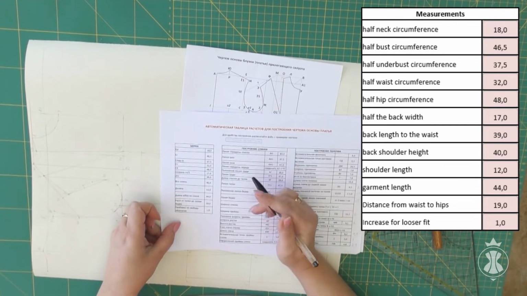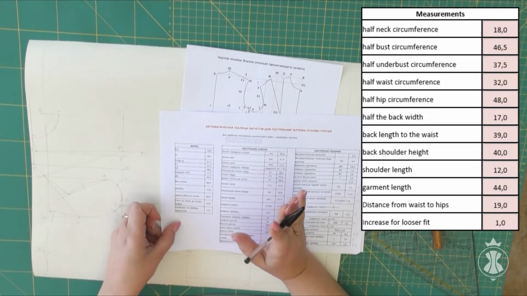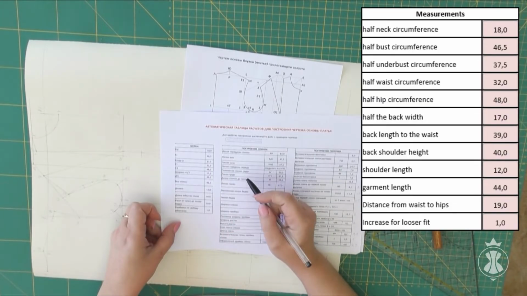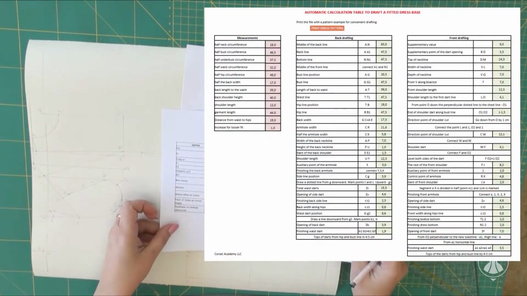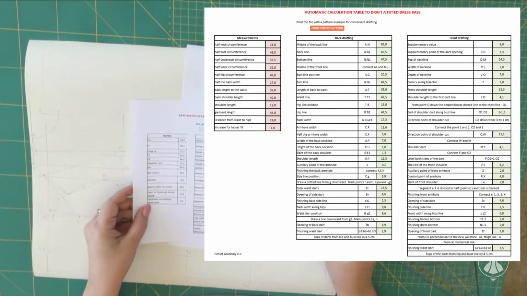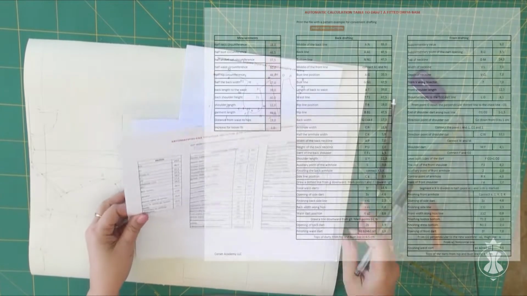Increase for looser fit, 1 centimeter. You select this measurement as you wish. You can leave a 0 increase, so the dress base will be very tight. I provide for 1 centimeter increase. That means the fit will still be tight, but with a little room. The automatic table makes the immediate calculation to draft the back and front patterns according to the client's measurements.